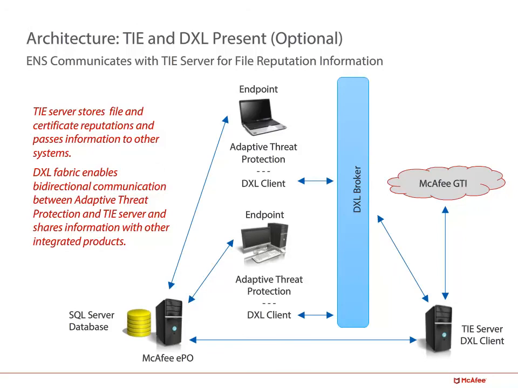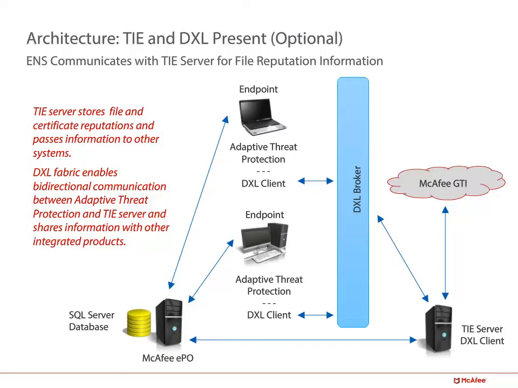In the optional architecture, where you do have TIE and DXL present, the adaptive threat protection and the TIE server communicate the file reputation information. This enables you to control the file reputation at a local level in your environment. You decide which files can run and which are blocked. The DXL shares the information immediately throughout your environment.